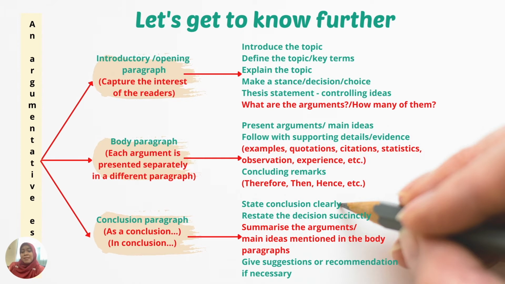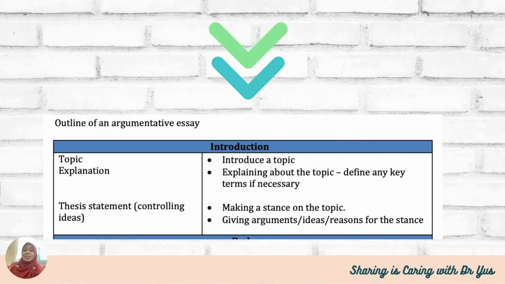Normally in a conclusion paragraph, we can find words like as a conclusion or in conclusion. Here we state conclusion clearly, we restate the decision, we summarize the argument, the main ideas mentioned in the body paragraphs, and we can also give suggestions or recommendation if necessary. So this is an outline of an argument essay.